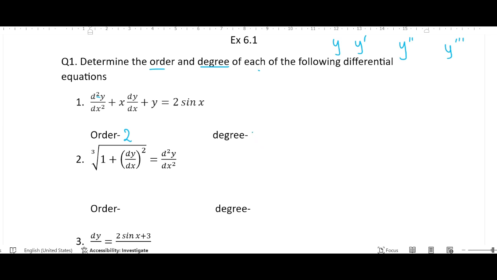Now the degree. What is the power of this term, the term that you are determining the order from? What is it raised to? There is no power, which means the degree is 1 in this case.